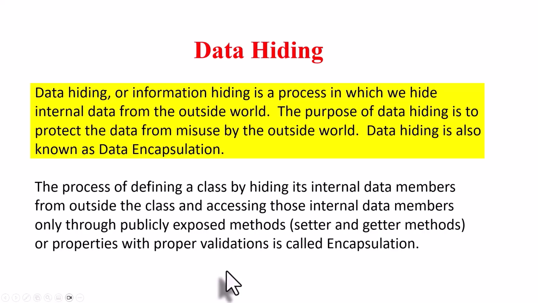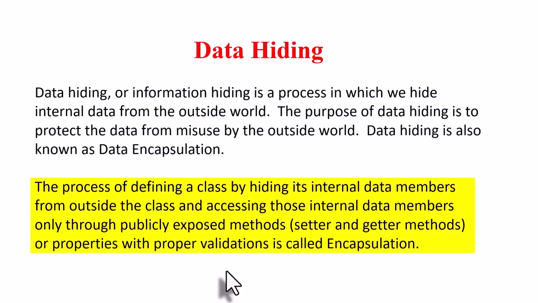Data hiding or information hiding is a process in which we hide internal data from the outside world. The purpose of data hiding is to protect the data from misuse by the outside world. Data hiding is also known as data encapsulation. The process of defining a class by hiding its internal data members from outside the class and accessing those internal data members only through publicly exposed methods, setters and getter methods, or properties with proper validation is called encapsulation.